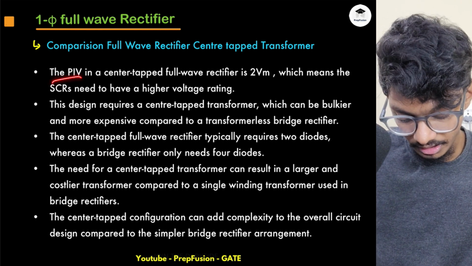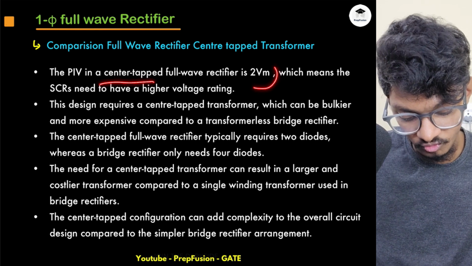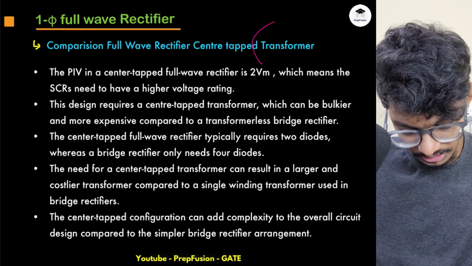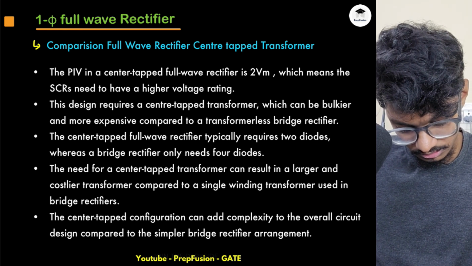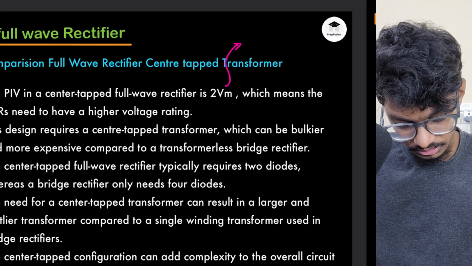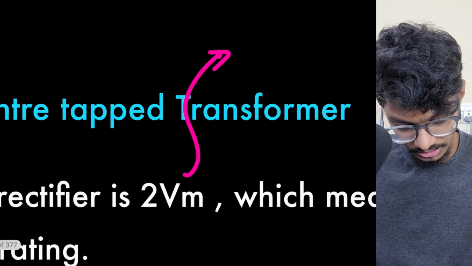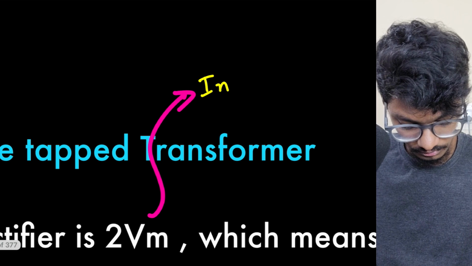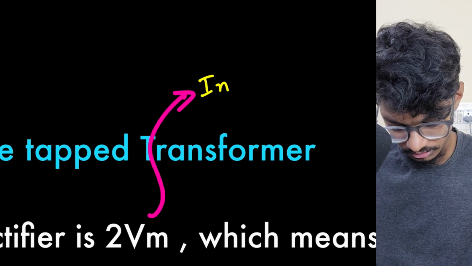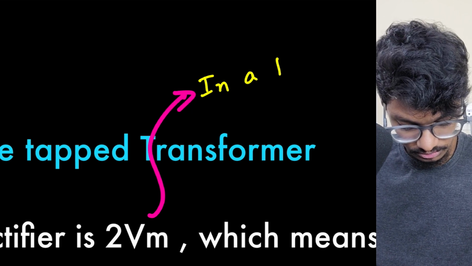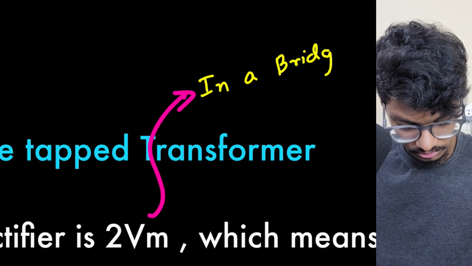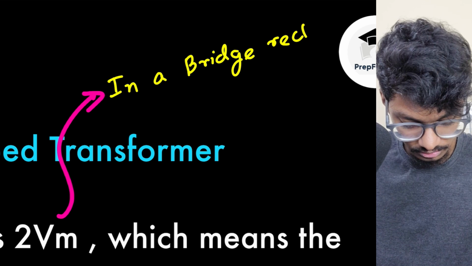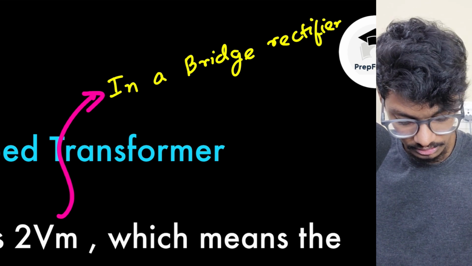The peak inverse voltage in a center tap transformer is 2 Vm, whereas in a bridge rectifier, it is Vm.